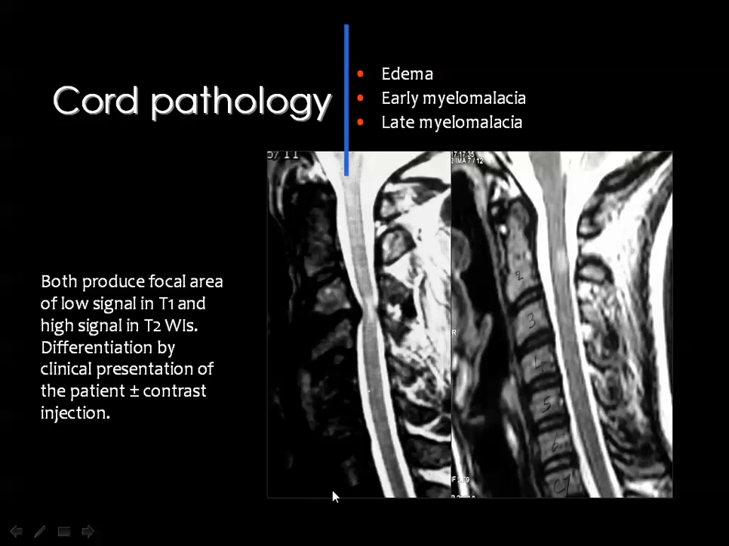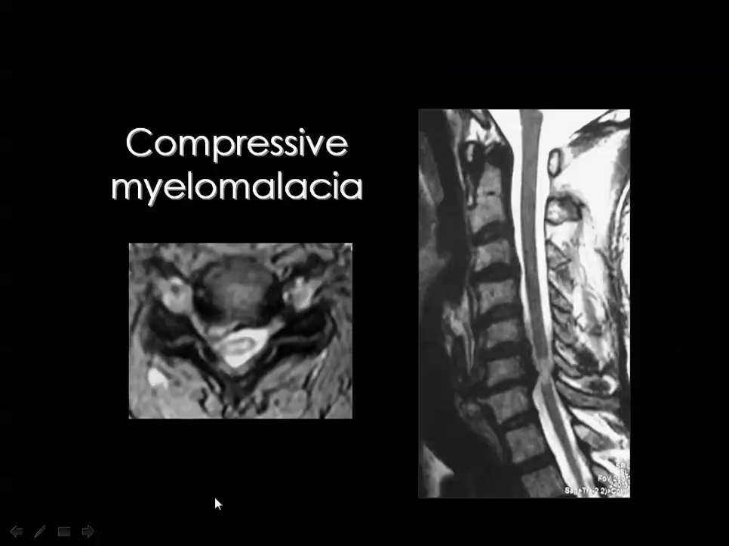According to the literature, they said that if you inject an area of myelomalacia with contrast media, then if it shows marginal enhancement, you can say that this is early myelomalacia. If no enhancement, you can say that this is late.